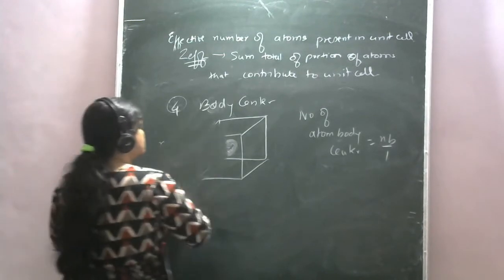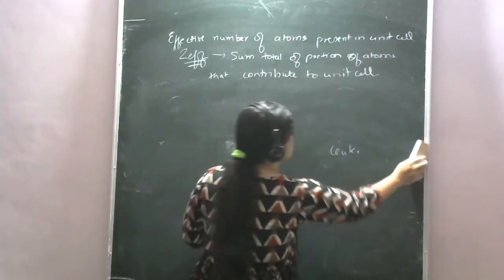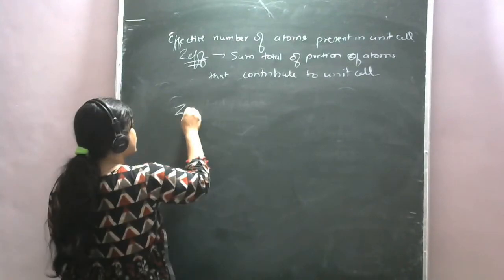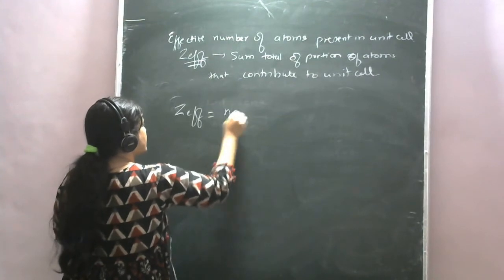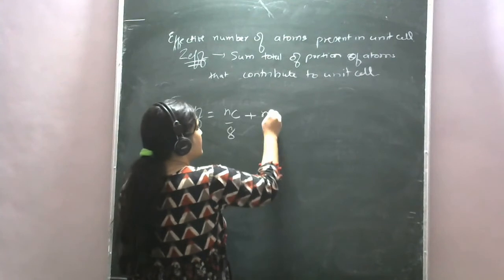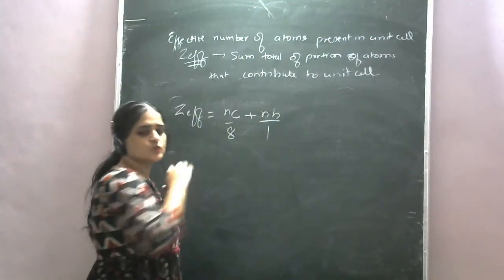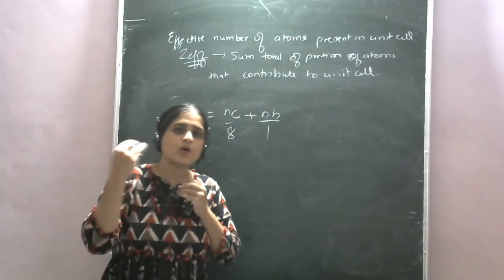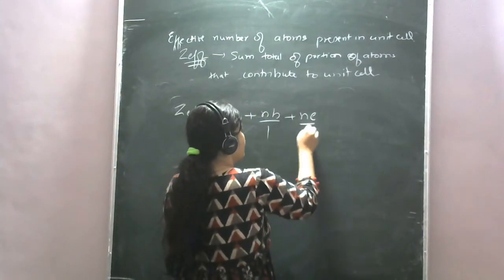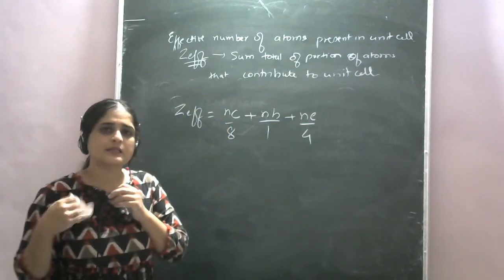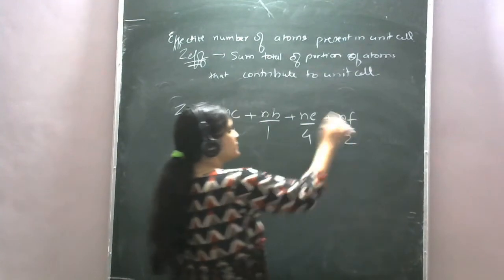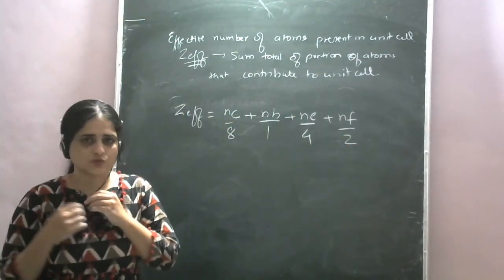So depending upon this, if you take the sum of all these atoms, your Z effective formula can be given as Z effective is equal to Nc by 8 for the atoms which contribute at the corner position. Next, Nb by 1 for the atoms which contribute when present at the body center position. Next, Ne by 4 for those atoms which are present at the edges, right? And Nf by 2 for the atoms which are present at the face positions.